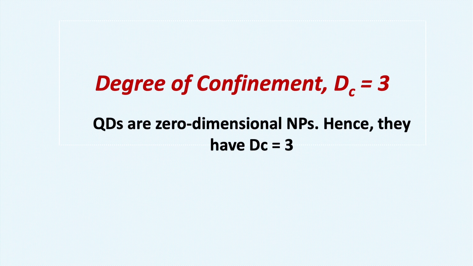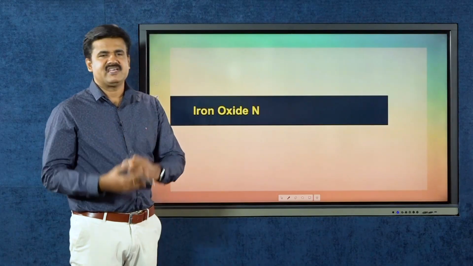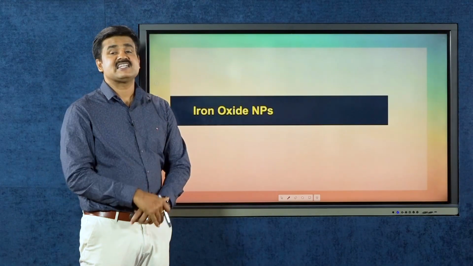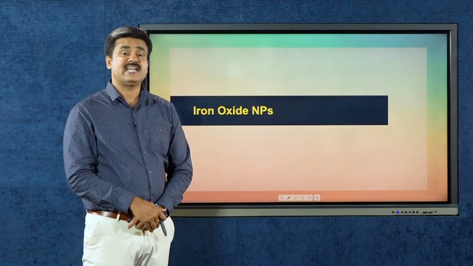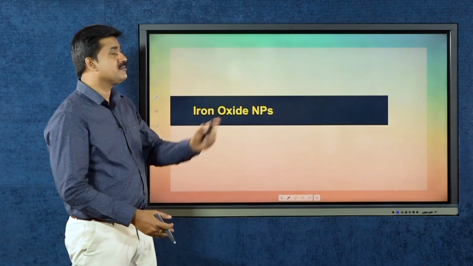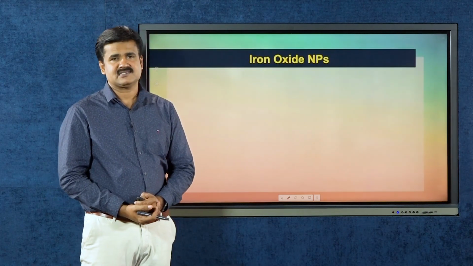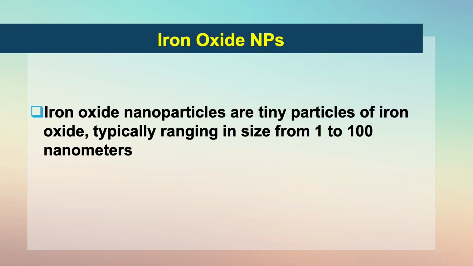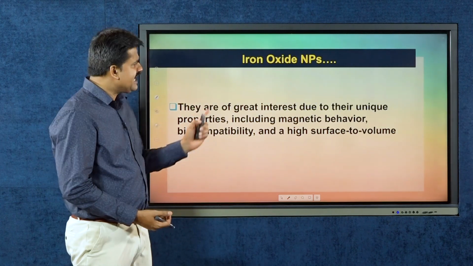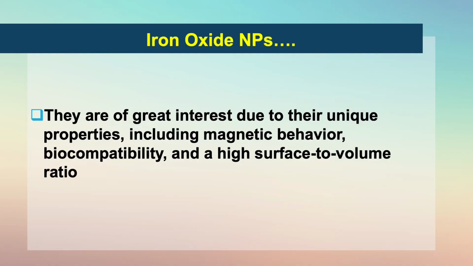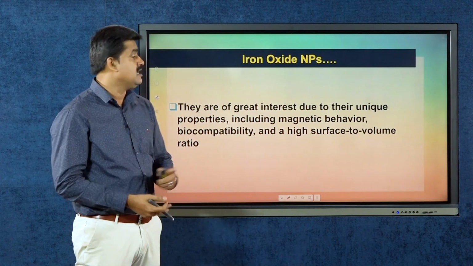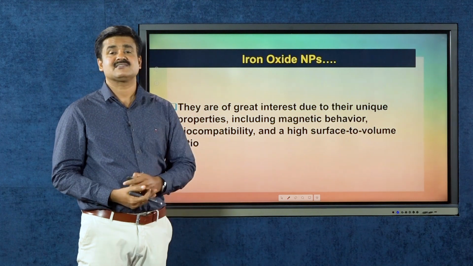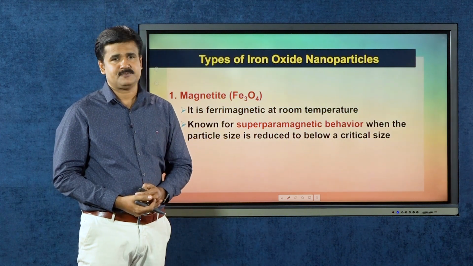Now we are taking another representative example from the metal oxide nanoparticle family, that is nothing but iron oxide nanoparticles. Iron oxide nanoparticles are tiny particles. They have a typical size ranging from 1 to 100 nanometers. They are of great interest due to their unique properties, including magnetic behavior. I mentioned the superparamagnetism. They are biocompatible and they are associated with a high surface to volume ratio.